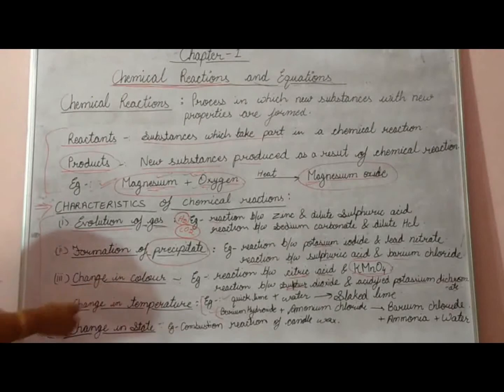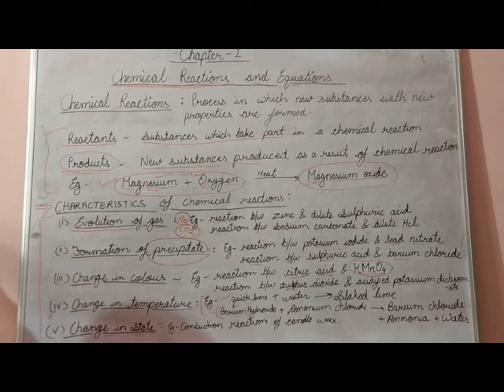So this was about the change in temperature, and the last one is change in state. When a reaction takes place, it may happen that the state of the reactants may get changed. For example, the combustion reaction of candle wax. When this candle wax is burned, what will be produced?